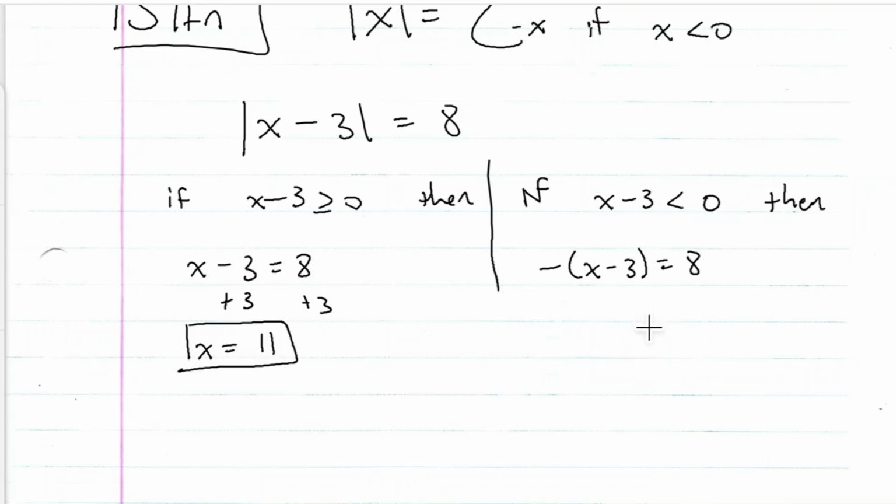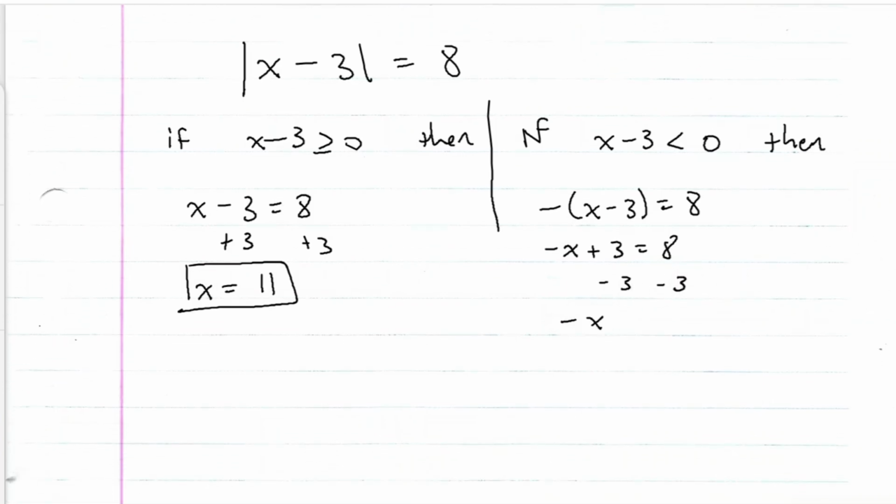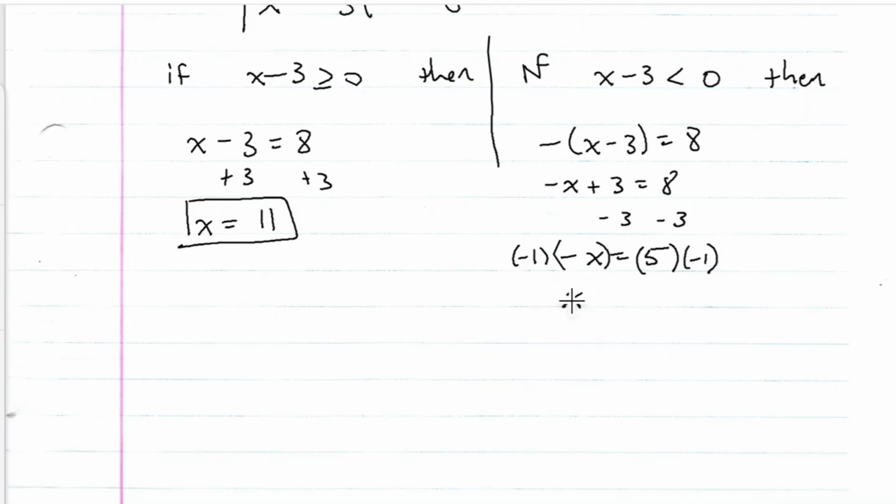For the second equation, we distribute the negative and we have negative x plus 3 is equal to 8. We'll subtract 3. We have negative x is equal to 5. And then we'll multiply both sides by negative 1, and we have x is equal to negative 5.